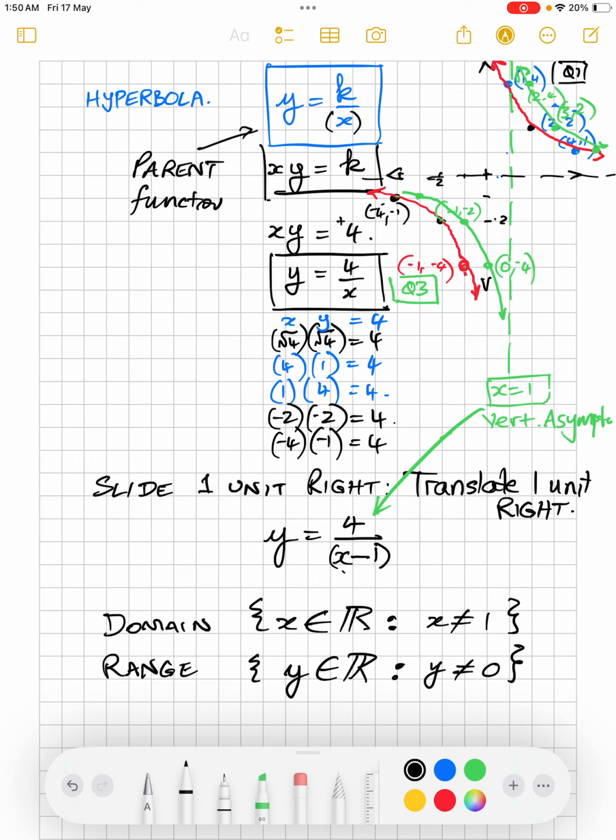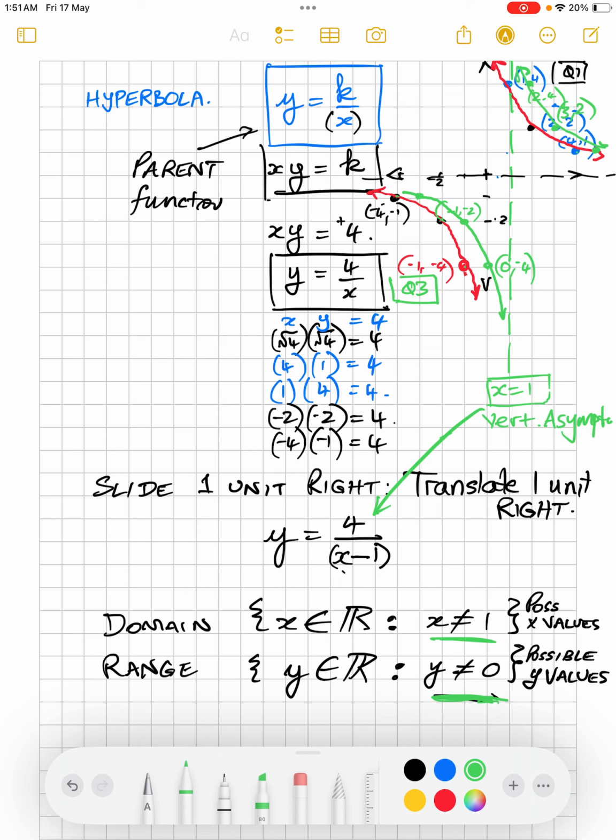And so the domain is the set of the possible x values, and the range is the set of possible y values. And if there's a restricted y value, you can put what y is, but in this case we're putting what y isn't. For the domain, x can't equal 1, and for the range, y can't equal 0.